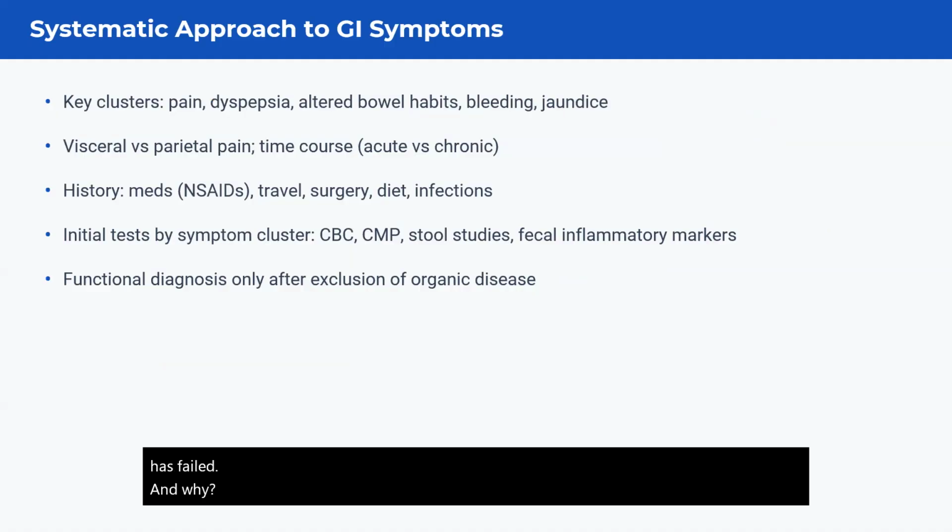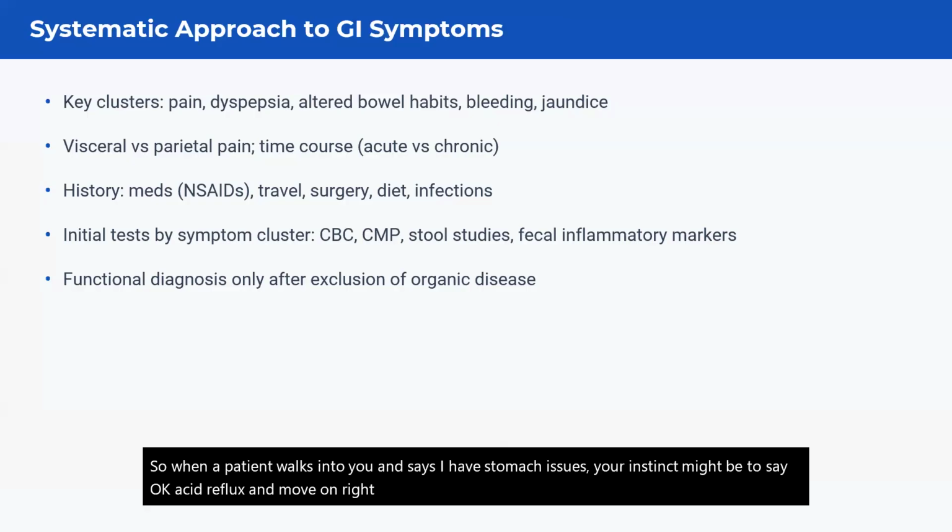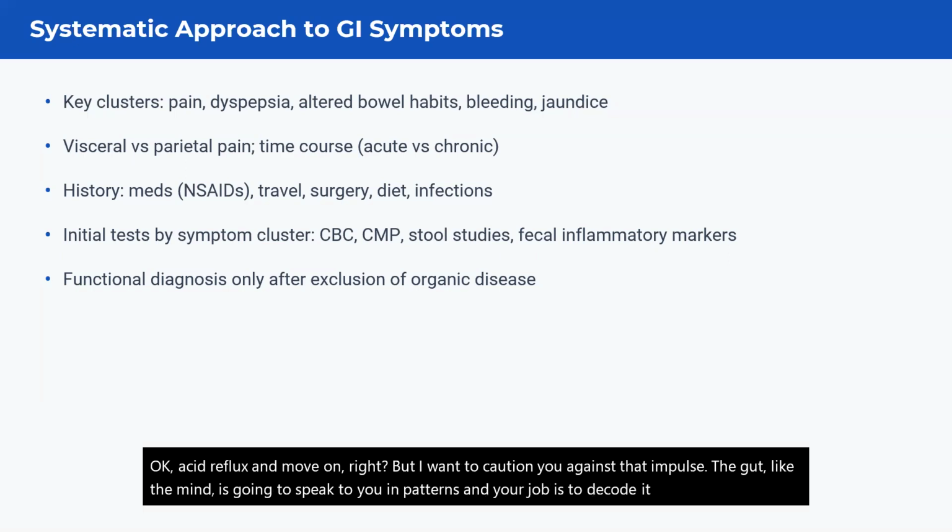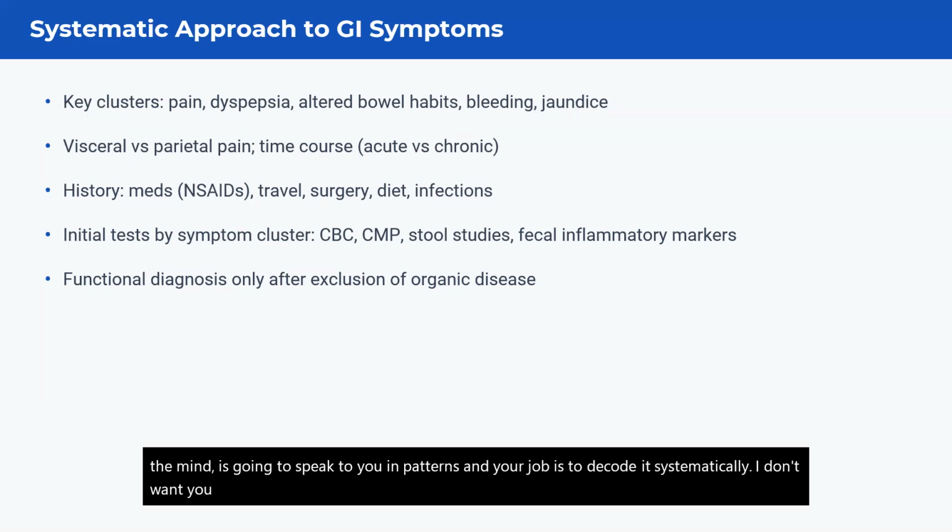So when a patient walks in and says, "I have stomach issues," your instinct might be to say, okay, acid reflux, and move on, right? But I want to caution you against that impulse. The gut, like the mind, is going to speak to you in patterns, and your job is to decode it systematically. I don't want you memorizing, I want you noticing patterns.